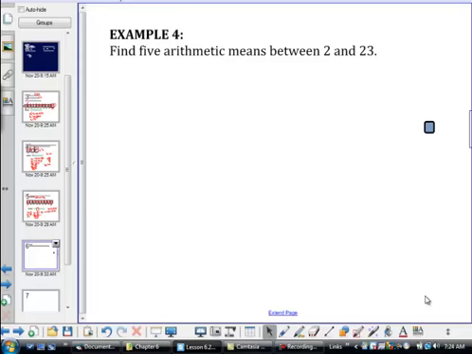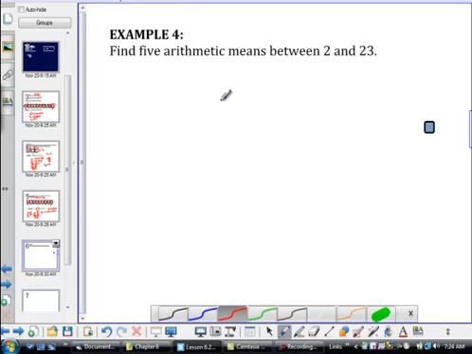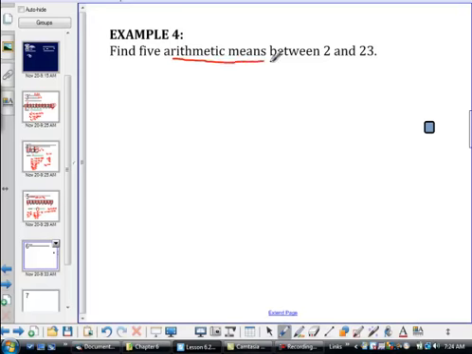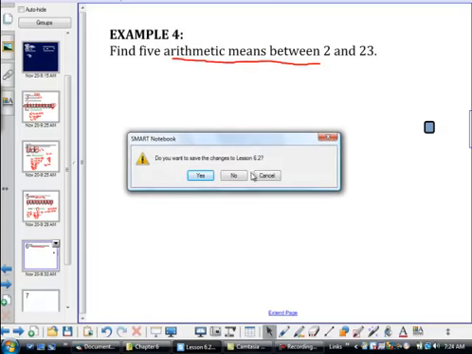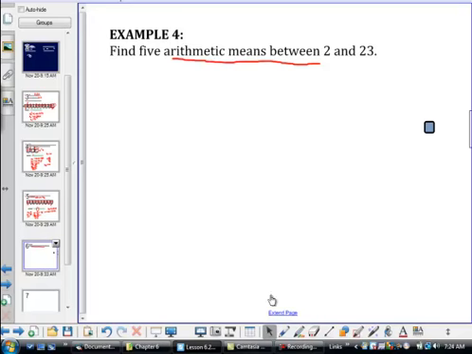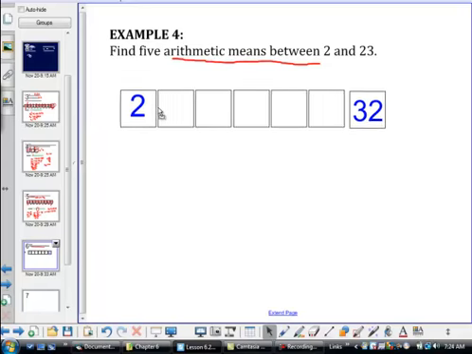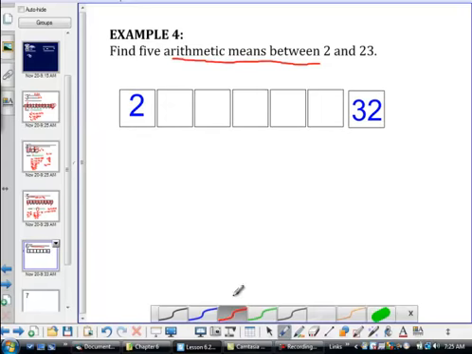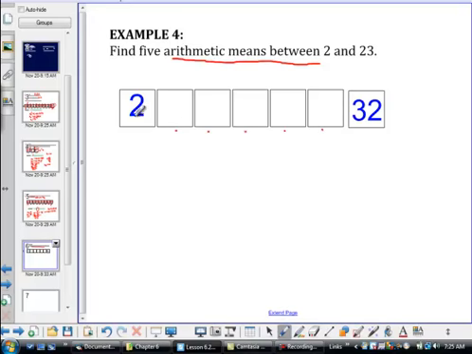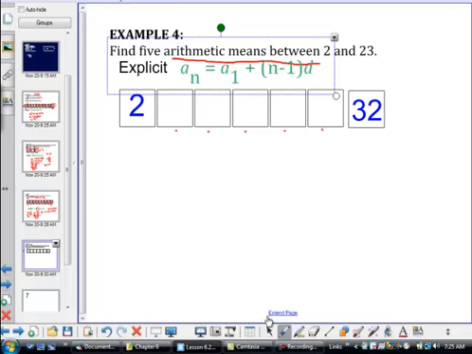Okay, find the 5 arithmetic means between 2 and 32. Big words, but they are really simple to do. It's just like we've been doing. I'm going to give myself a visual. Ah, there's the bell. And 5 arithmetic means simply mean the numbers in between 2 and 32, and I want to find 5 of them. All right, so I just plop down my explicit formula once again.